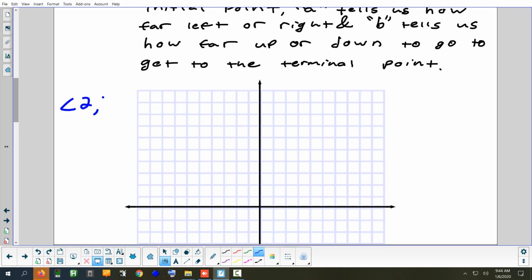So, let's say I want to sketch that vector. What this notation does not tell you is where to start. You can start anywhere you want. You could go like this. Start here. Go 2 right, 3 up. That's a perfectly fine sketch of that vector.